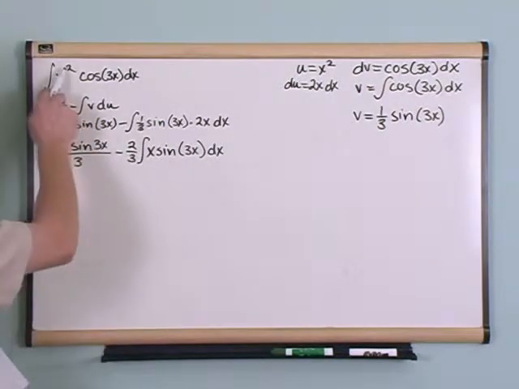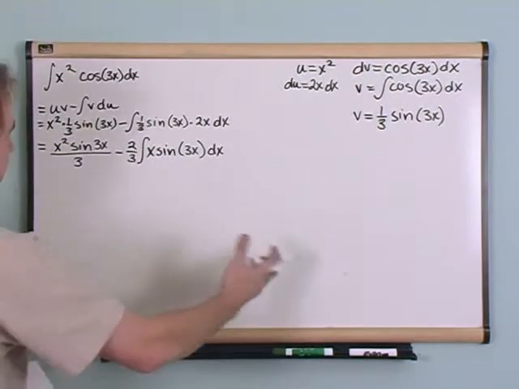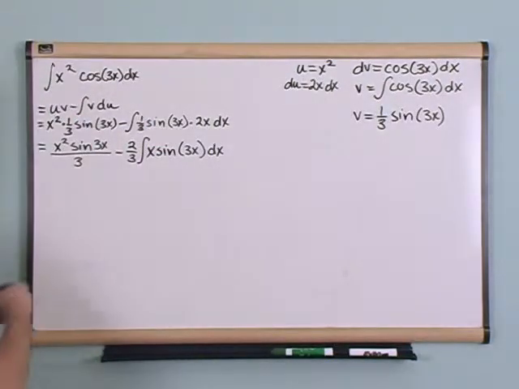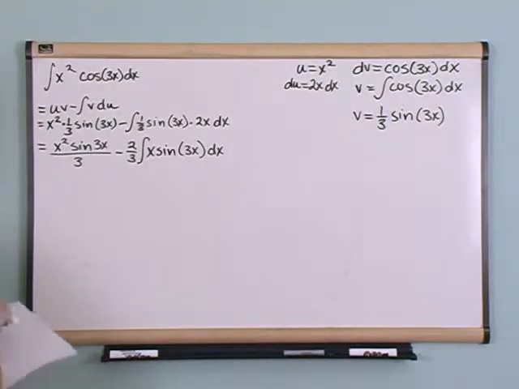And if it were x to the 5th up here, you'd have to do integration by parts 5 times in order to get the answer. But since it's x squared, you're only going to have to do it twice. I know it's not exactly probably what you wanted to hear, especially on the test, but it's true.